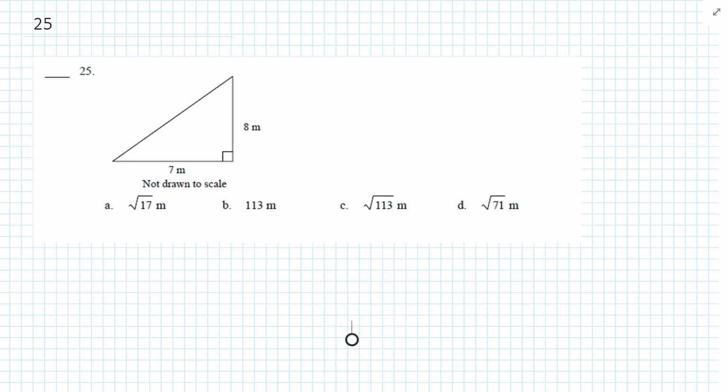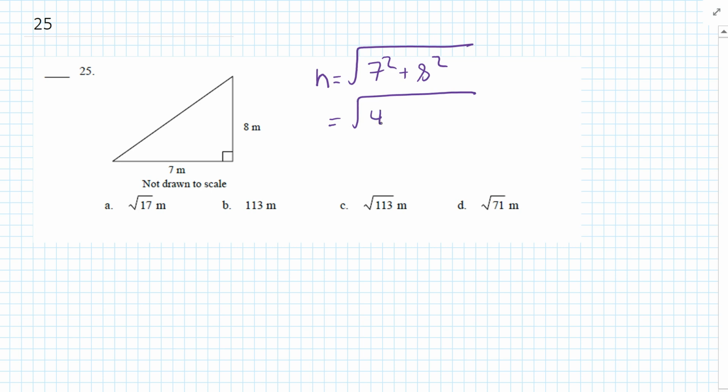25. We need to find the hypotenuse. So we know the hypotenuse is going to be the square root of 7 squared plus 8 squared. Square root of 49 plus 64. Square root of 113. Okay, answer C.